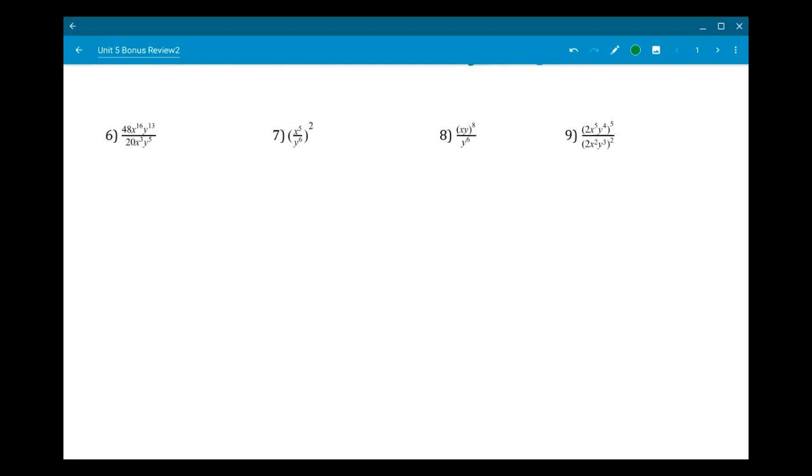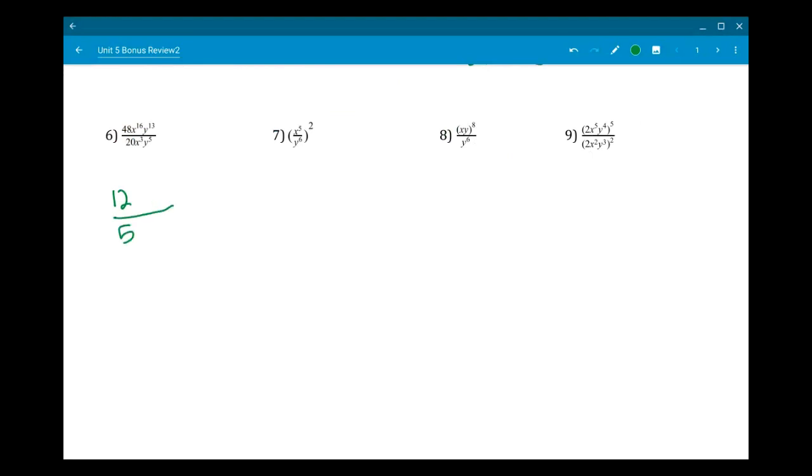For problems like number 6, I find it easier to think of it as 3 separate fractions. I'm going to erase just so we can actually see what's there. You're kind of simplifying them all individually. So 48 over 20, it's just a regular fraction. The greatest common factor of 48 and 20 is 4. So I'm going to divide everything by 4, and I'm going to get 12 and 5.